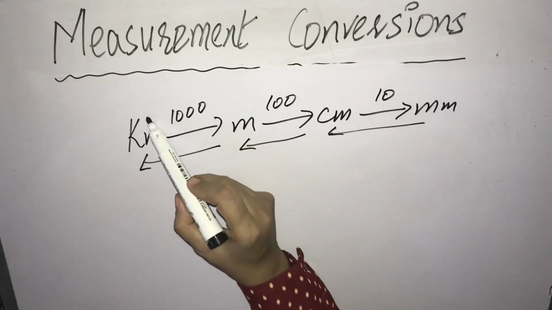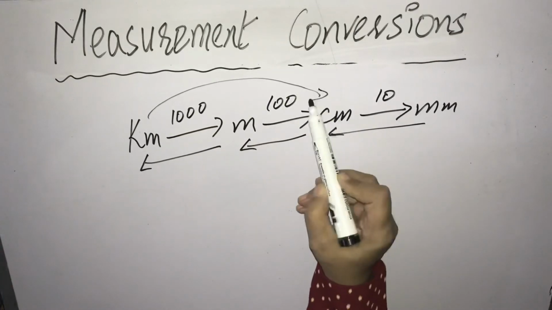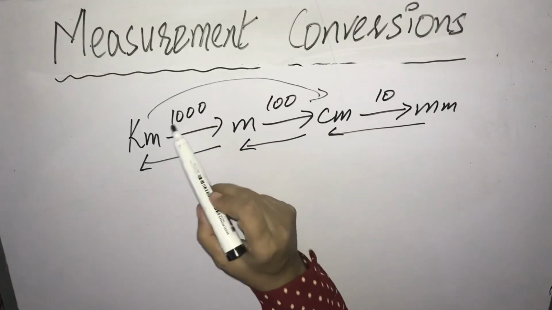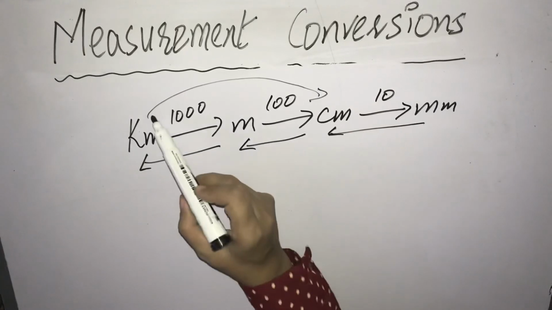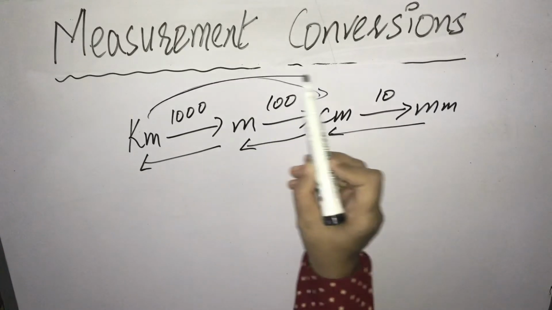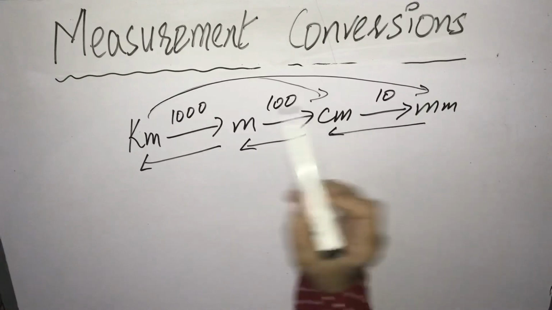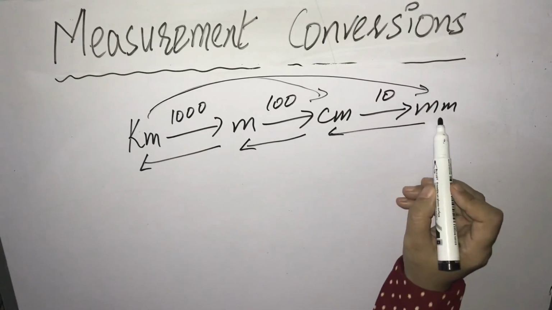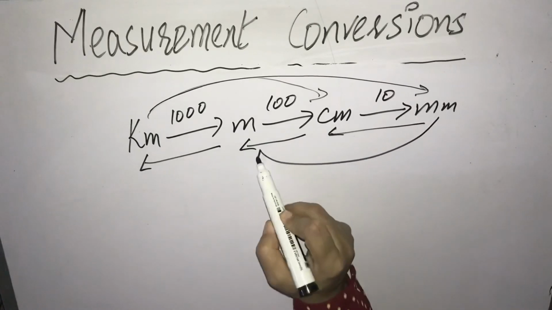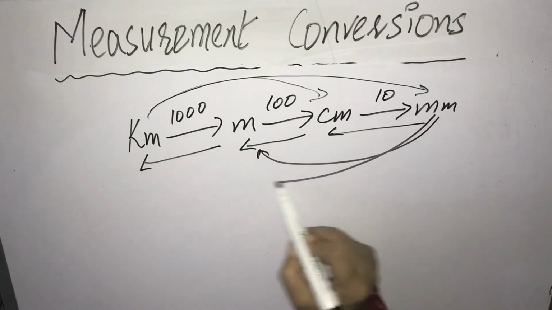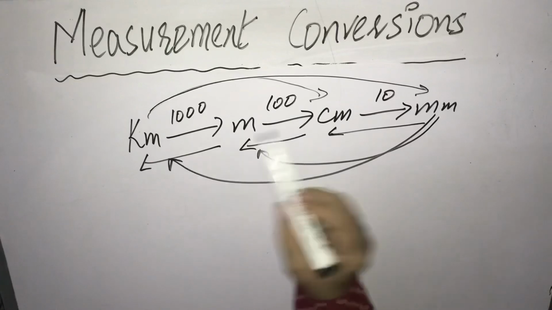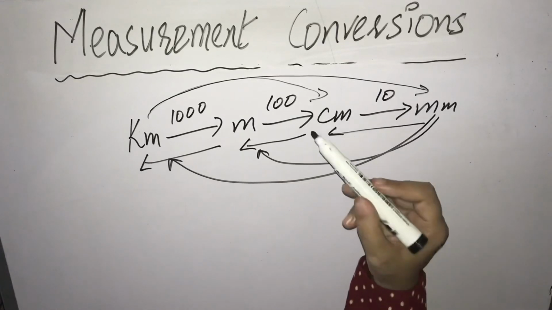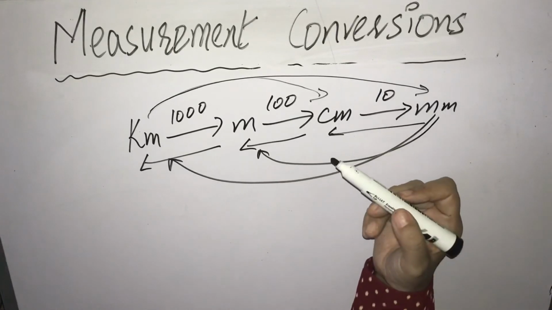We can directly go from kilometer to centimeter. Our relationship will be of 5 zeros or 100,000. We can go directly from kilometer to millimeter. Our relationship will be of 1,000,000, that is 6 zeros. Similarly, we can directly come from millimeter to meter, or we can come from millimeter to kilometer, and we shall just use the number of zeros accordingly and we can convert our unit.